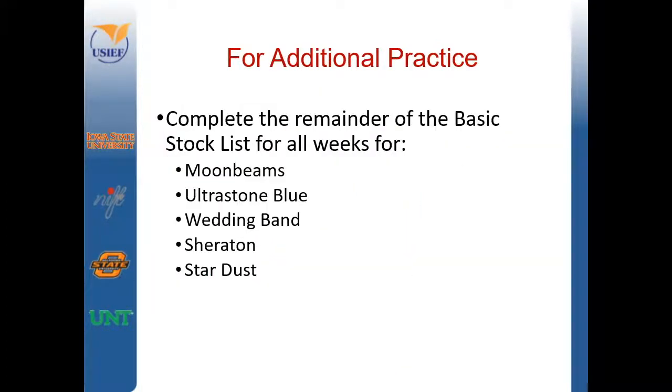We recommend you do some practice. Complete the remainder of the basic stock list for all weeks for Moonbeams, Ultrastone Blue, Wedding Band, Sheraton, and Stardust. This will help you understand maximum stock, minimum stock, on hand, on order, received stock and delivery periods, and sold merchandise. The most crucial element to remember to help you complete this worksheet with accuracy is the changing delivery periods.